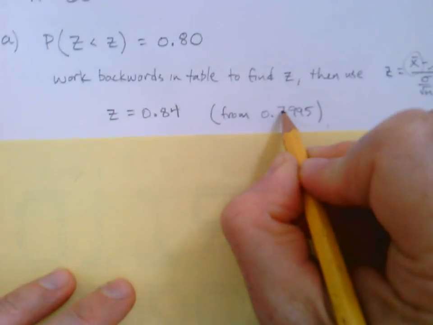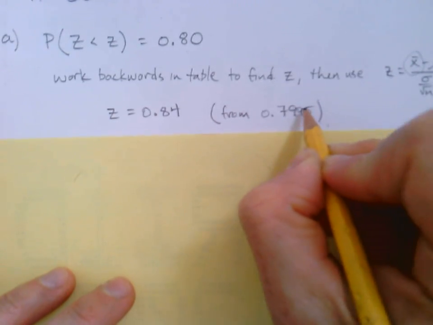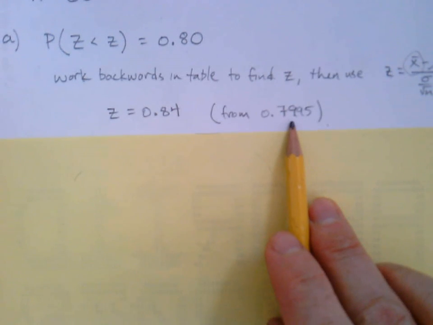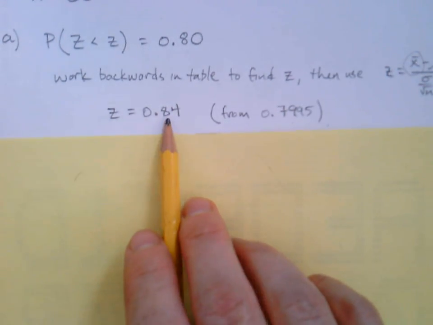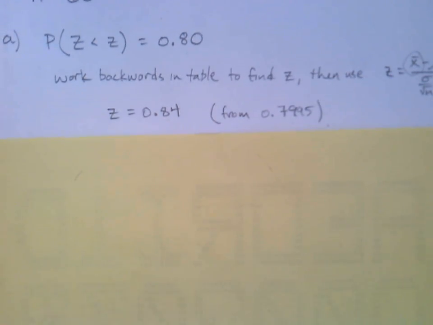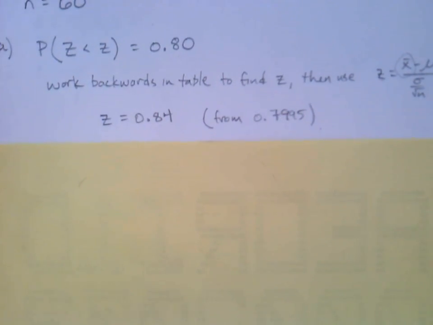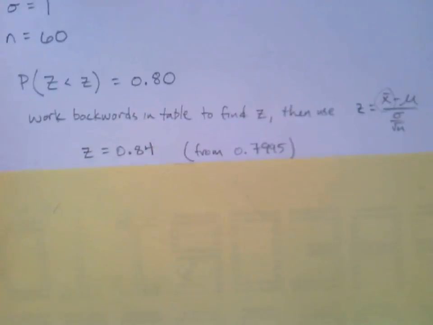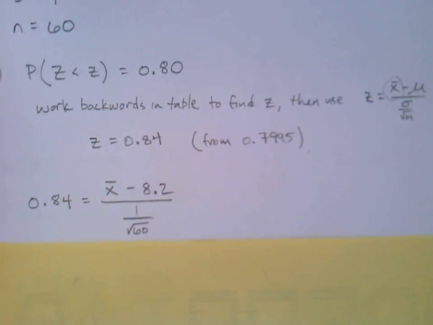Just a note: if you're doing a problem on your own, you don't need to note this, but just for the lecture, this is the closest thing that I could find in the middle of the table to my percentile, and it matched up with z equals 0.84. Okay, so this is great. We have our z-score. We have all these other values. Let's go ahead and plug everything in.